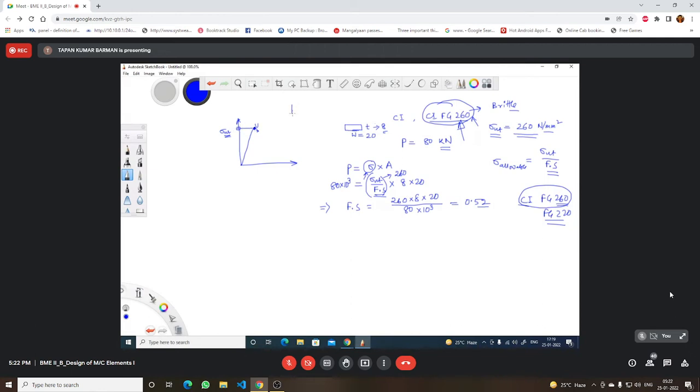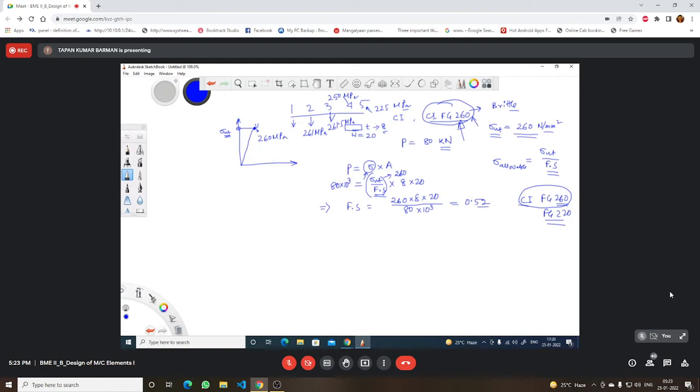And suppose I am taking 1, 2, 3, 4, 5 materials. For first material, if I get say sigma ut 260 MPa. For the second material, suppose I am getting 260. For third material, suppose I am getting say 261.5 MPa. For fourth material, suppose I am getting 250 MPa. For fifth material, suppose I am getting 225 MPa. Understand? Now, these three materials, 1, 2, 3, will be taken as CIFG 260.